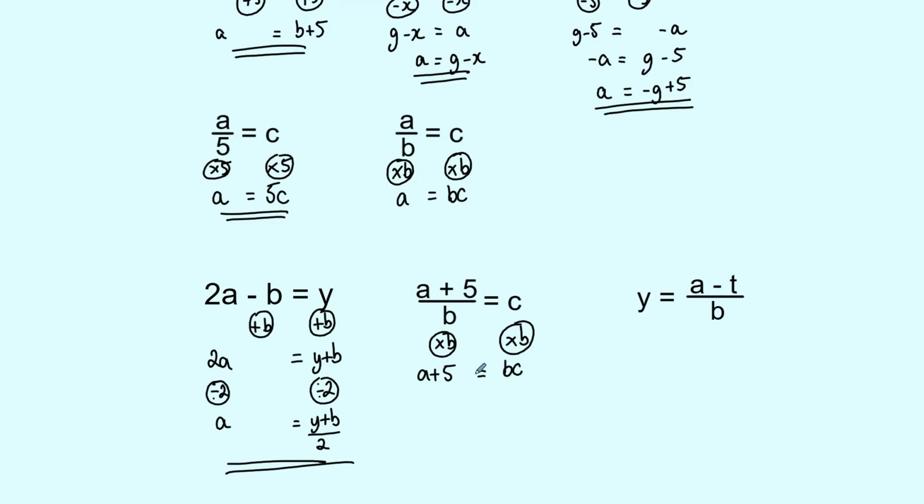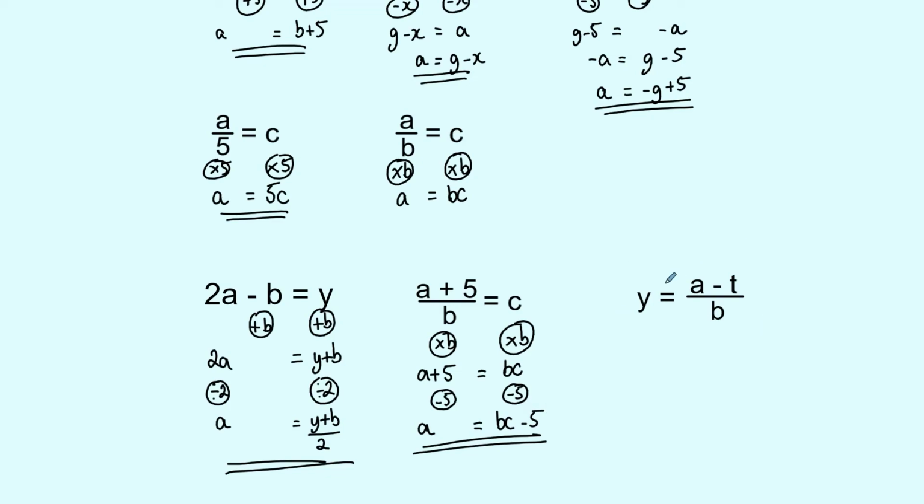Now, much more straightforward example. We want to get the a on its own, so we're going to take away 5 from both sides. That gives us the a on its own, and on this side we've got bc minus 5. So that's exactly what we write. And again, we can't do anything to simplify bc minus 5, so that's all we write down. And that's our subject changed.